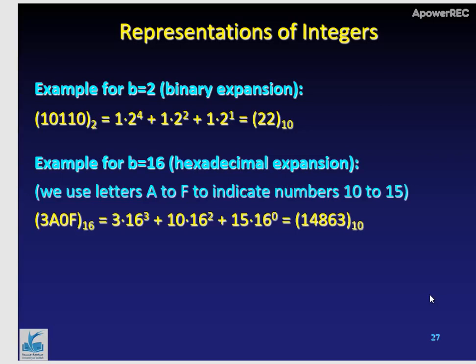In the third example, we have a hexadecimal expansion of a hexadecimal number, which is another way to say that we can convert this hexadecimal number into a decimal number by following this process. Okay, so in the hexadecimal expansion, we have equivalents of digits ranging from 0 to 15, 0 to b minus 1.